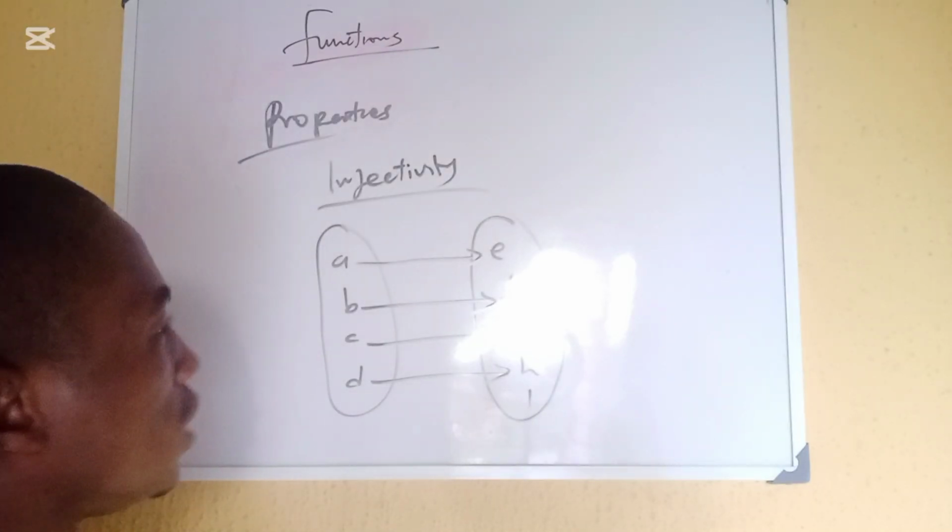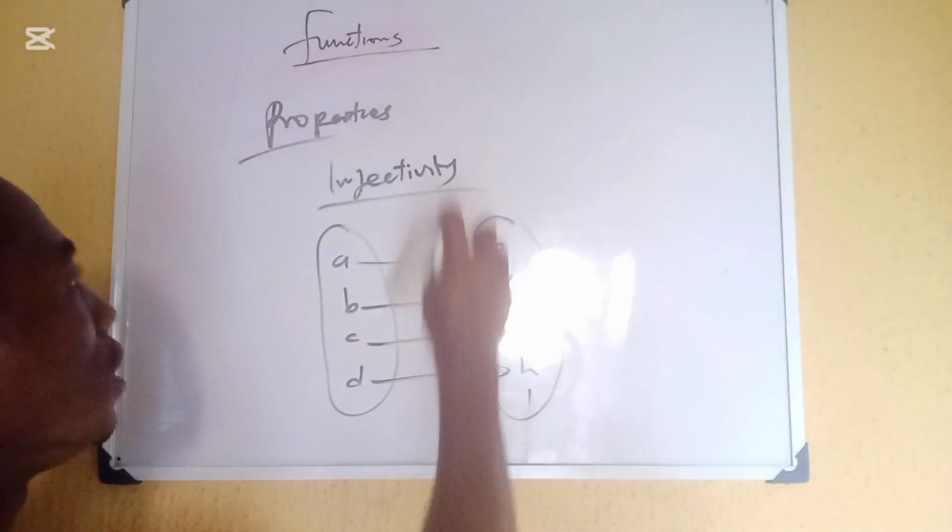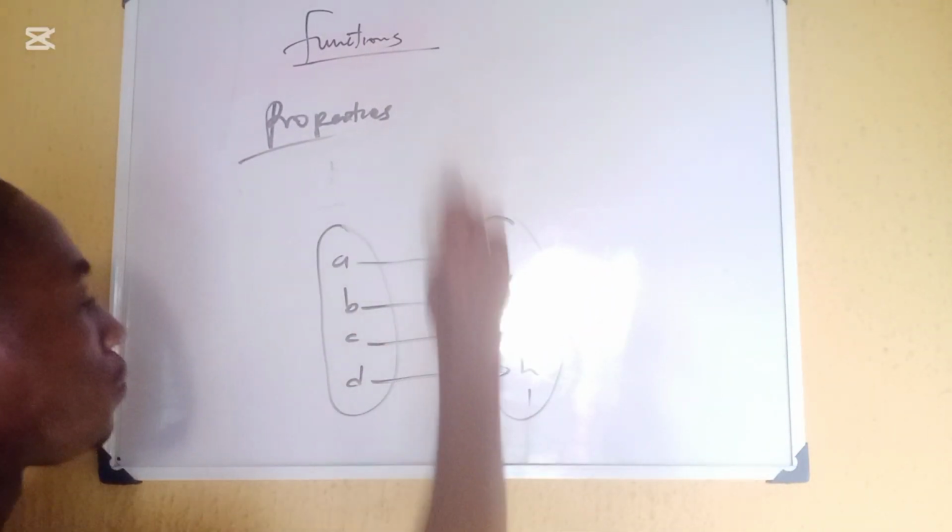And the next guy is subjectivity. That's the next property we want to talk about, is subjectivity.